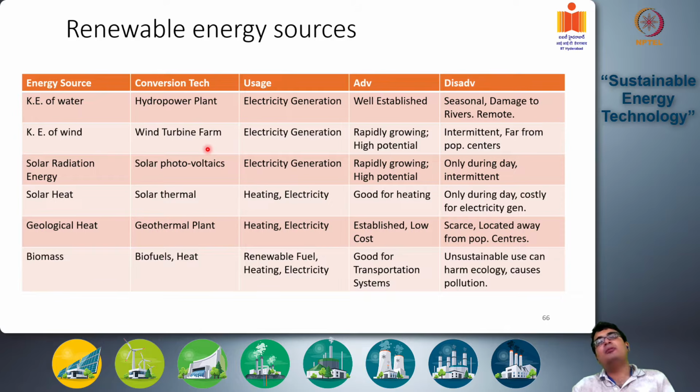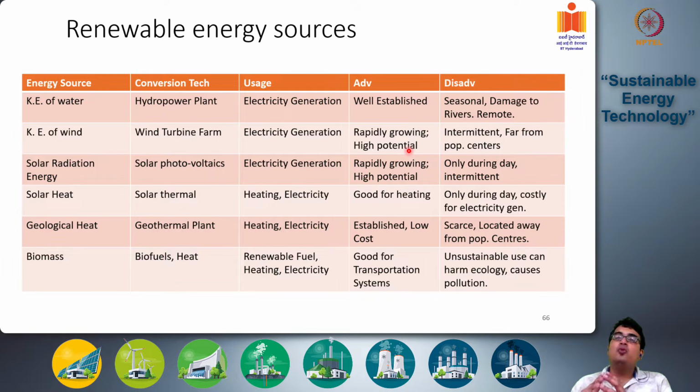The kinetic energy had not been used to generate electricity, but it had been used to run machines in farmlands, etc. So that technology is well understood. Only that modern technology has made it possible to harness it to generate electricity on a large scale. So it has high potential and is rapidly growing. Wind turbine based electricity generation is one of the fastest growing renewable energy sectors in the world today.